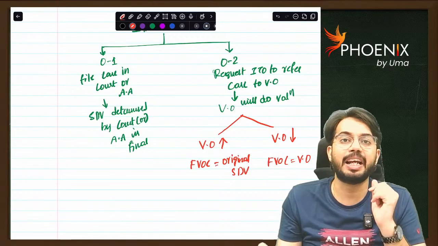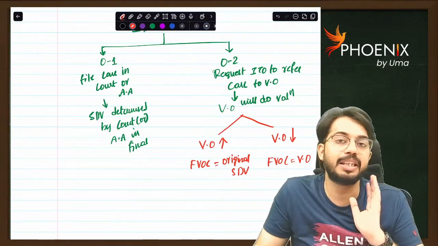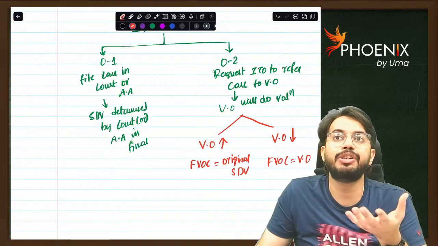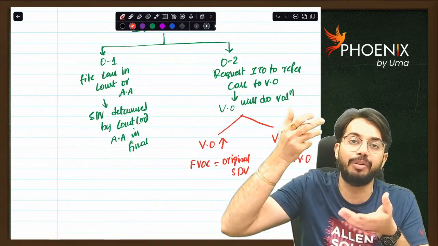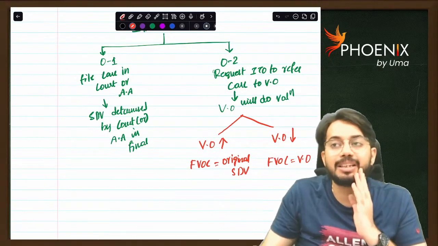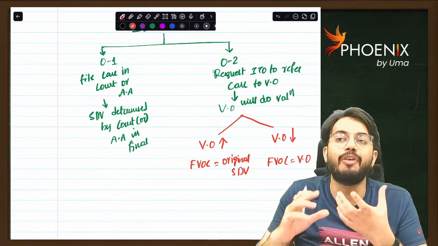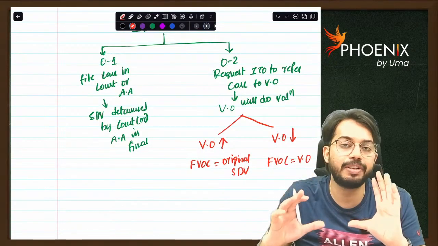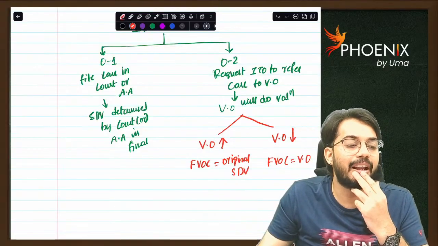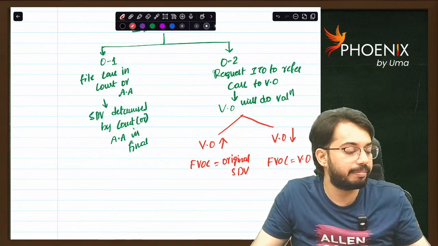That means in the second case, whichever is beneficial to the assessee will be considered. If the valuation officer increases the stamp duty value, then the original stamp duty value will be taken as the full value of consideration. If the valuation officer decreases the value, then whatever the decreased value by the valuation officer, that will be taken as the full value of consideration. Is it clear?